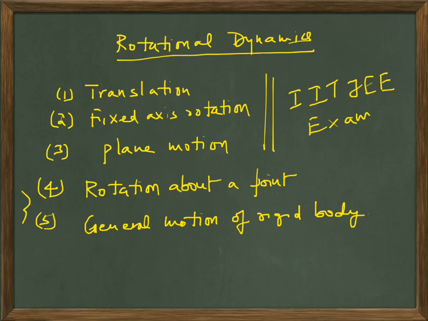So 4 and 5 we won't be discussing in our course because they are very complicated. In fact, we will discuss only 1, 2, 3. That itself is very complicated. To discuss 1, 2, 3 thoroughly is very tough to understand, because there are so many concepts in rotation. So let's see what is translation. Our first motion which we are going to discuss here is translation.